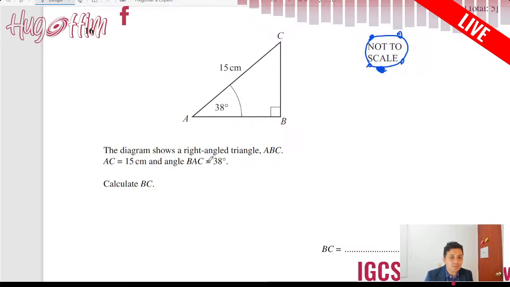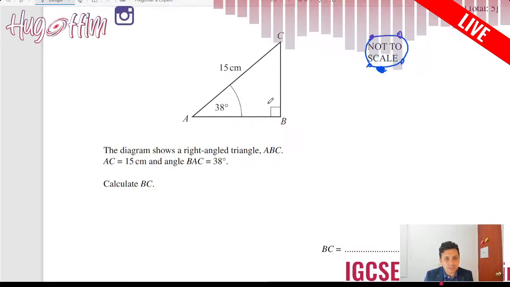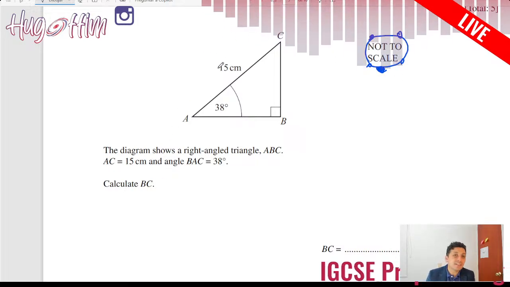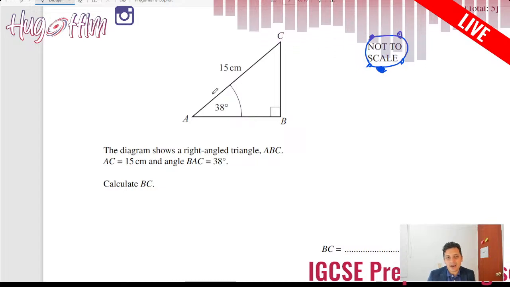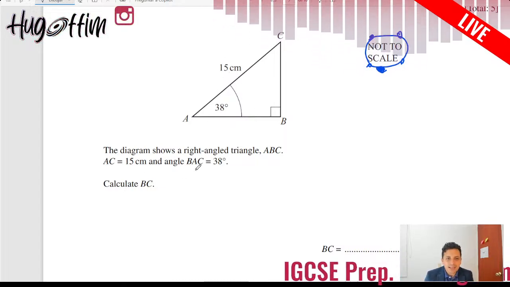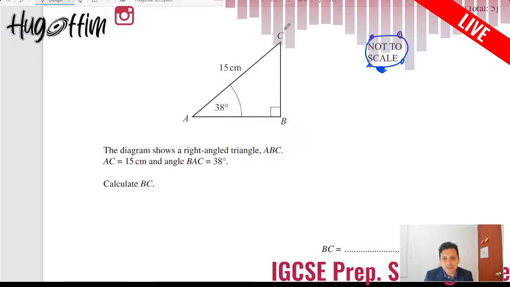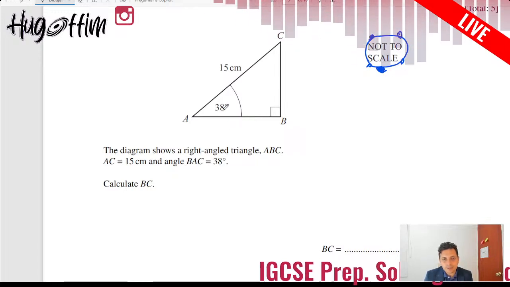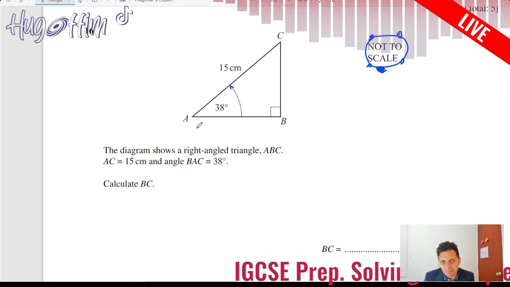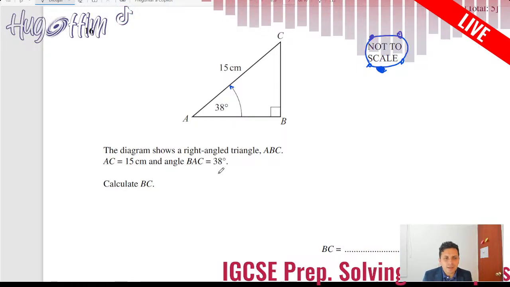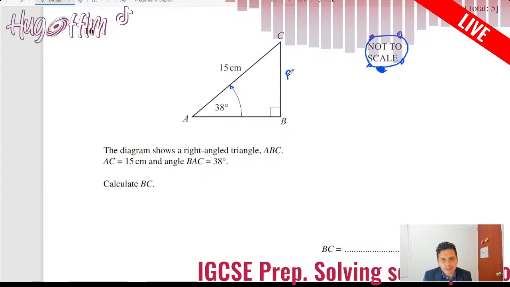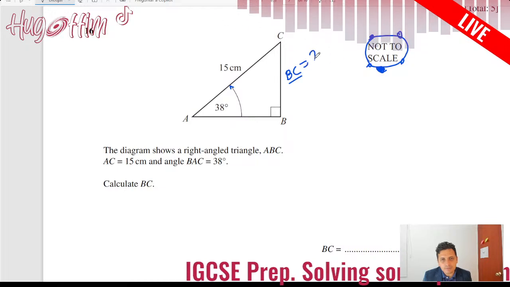The diagram shows a right angle triangle, ABC. You can see it here. AC is 15 centimeters. Typical of IGCSE questions is that they tell you in the information what you can see. And an angle of BAC 38 degrees. BAC means that it opens in this direction, but in this case it doesn't matter, just for you to know. Calculate BC. So the question is to find this length. This is the length we've got to find.